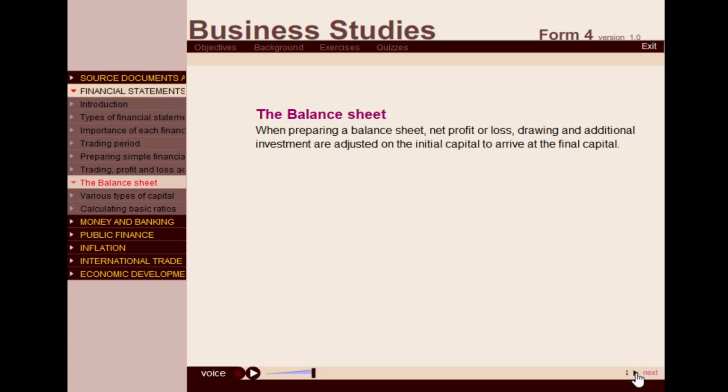The balance sheet. When preparing the balance sheet, net profit or loss, drawing and additional investment are adjusted on the initial capital to arrive at the final capital.